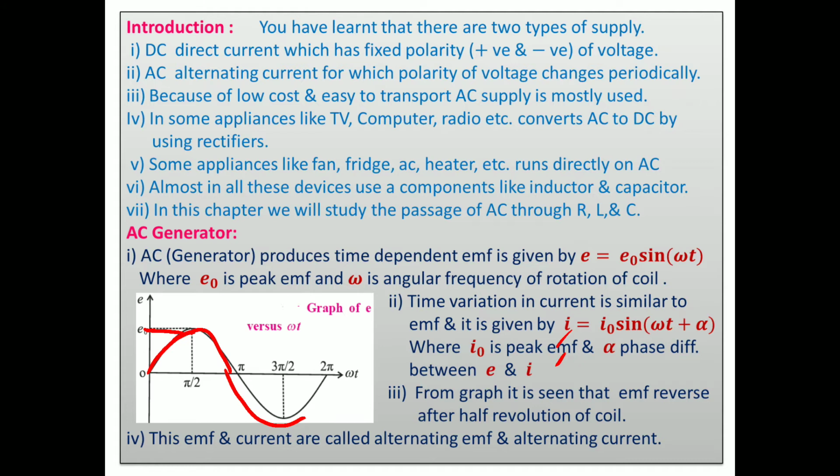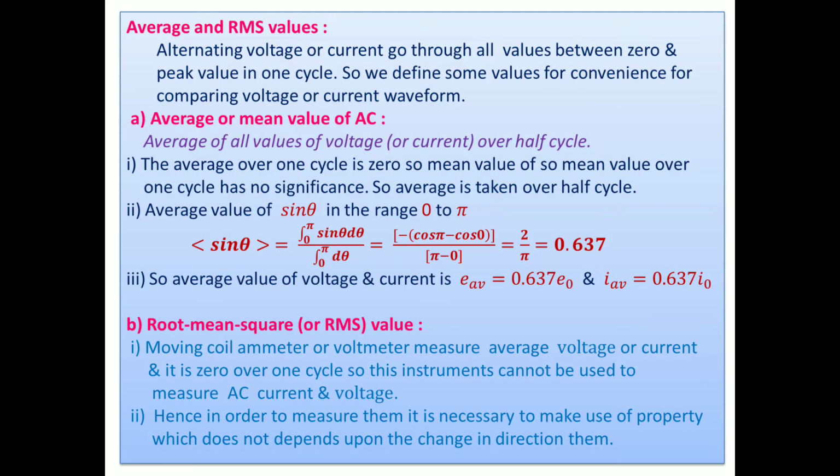This EMF and current are called alternating EMF and alternating current. Thereafter, we go through another topic, average and RMS values.